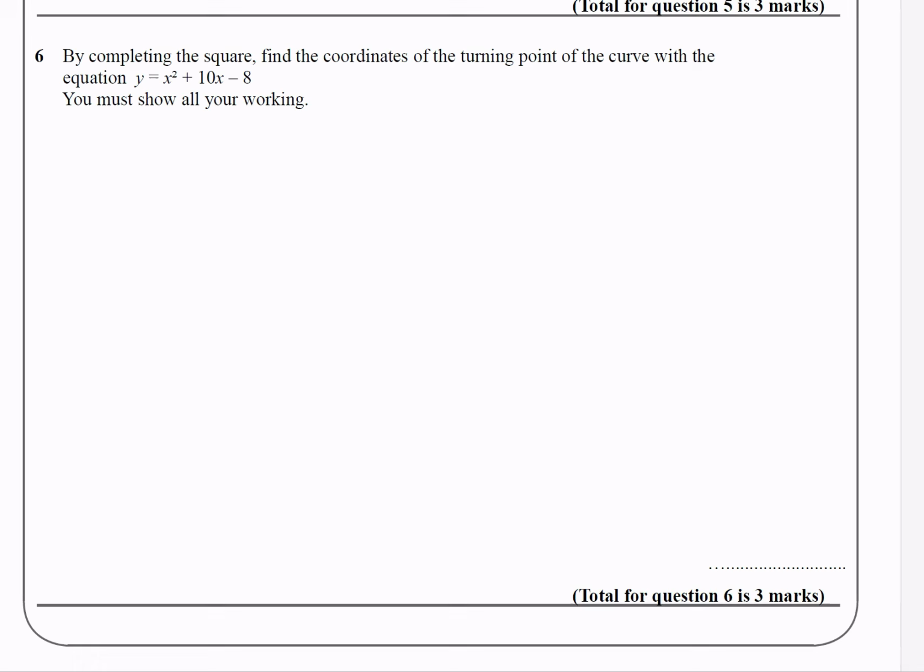It's very easy, right? Okay, try this. First we make a bracket, a square, minus sign, minus 8. Now x, 10 divided by 2 is 5. Since it's a plus, we will copy this sign. 5 squared is 25. Minus 25 minus 8 is minus 33. And that's how you get this answer.